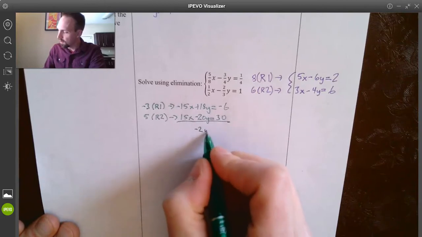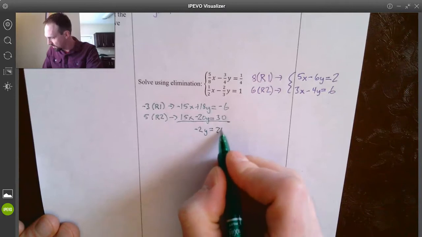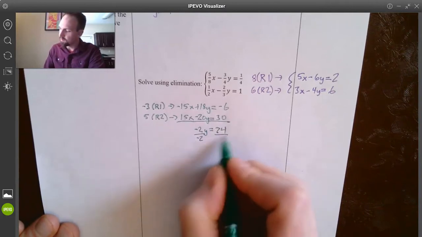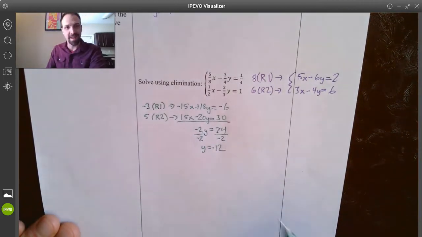Now when I add these vertically, my x's will eliminate. I'm left with negative 2y equals positive 24. Divide by negative 2, and I get y equals negative 12. So now I need to plug this back in.